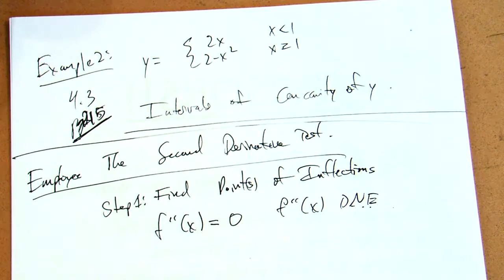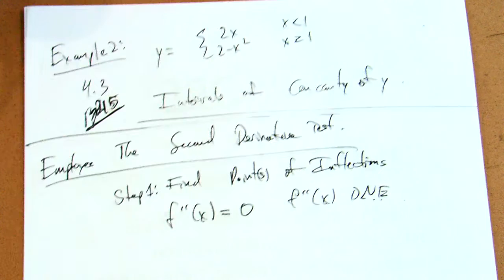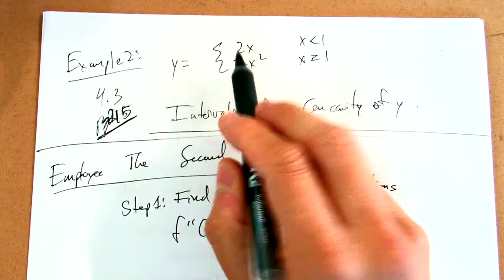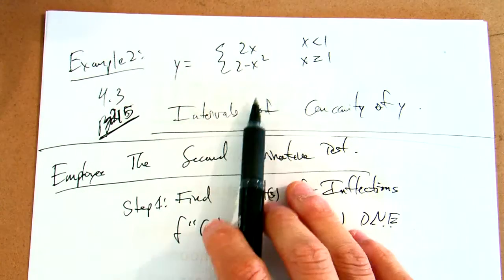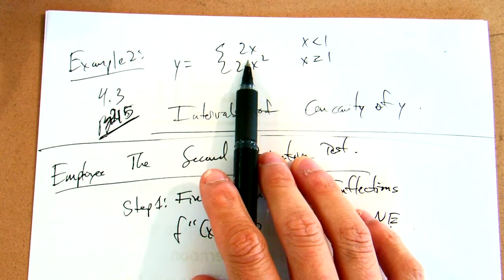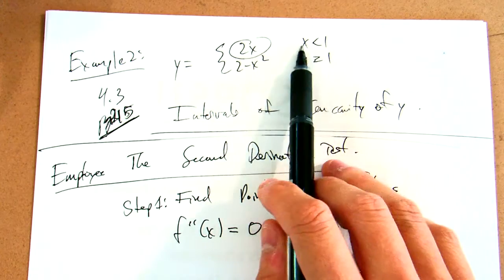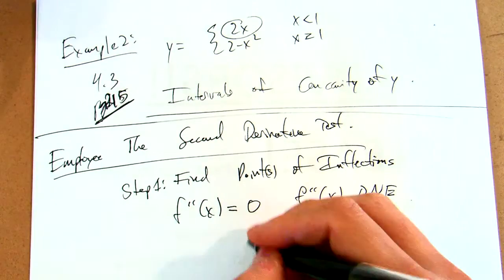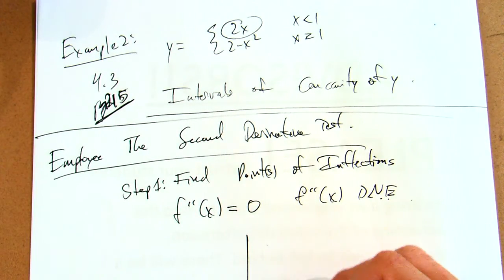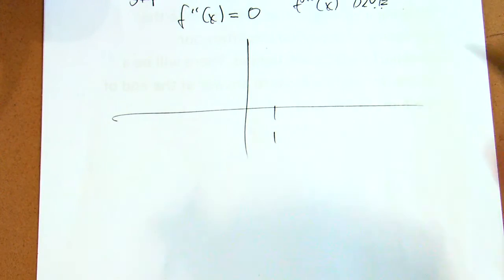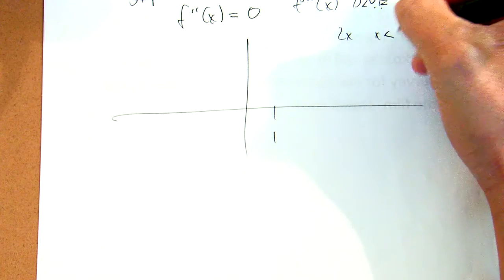So I have a piecewise function, so I have to actually get a graph of this one to figure this out. So I have a 2x. What kind of function is this? Linear. From where? 1. So here's 1, and I have 2x for when x is less than 1.